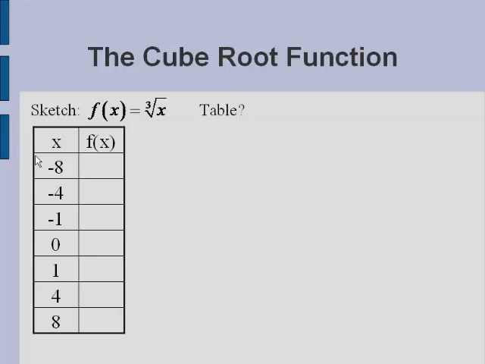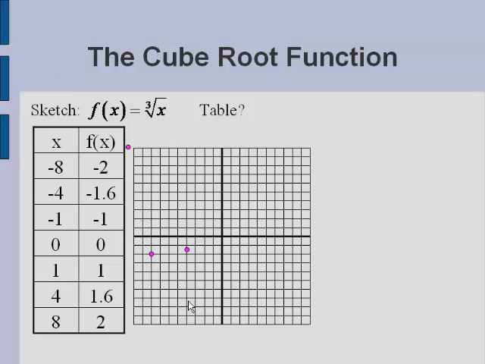So if our input is negative 8, the output would be the cube root of negative 8, which is negative 2. Remember, for cube roots, we can take the cube root of a negative number. Similarly, for negative 4, the output is approximately negative 1.6. When our input's negative 1, the output is negative 1, because negative 1 cubed is negative 1. 0, 0. When the input is 1, the output is 1. When the input is 4, the output is 1.6. And when the input is 8, the output is 2.